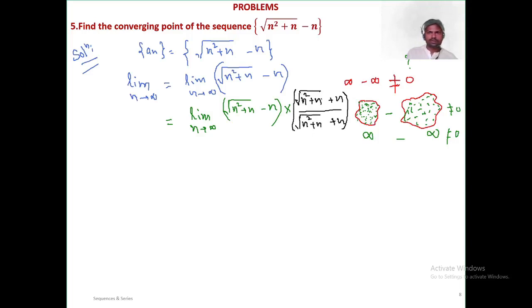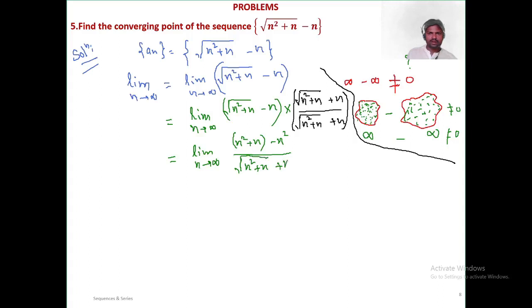Okay, then what do you get? Limit as n becomes large, simplify this. (a minus b) into (a plus b) is a squared minus b squared. So the square root will cancel out, n squared plus n, but here minus n squared we will get, right? Minus n squared upon the denominator square root of n squared plus n, plus n.